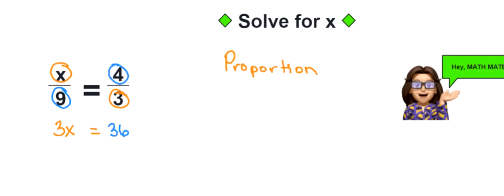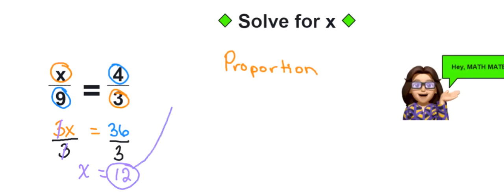Now, am I done with this? Have I solved for x? Do I have x equals? No, I've got 3 times x equals. I don't want 3 times x equals, I want x. So they're timesing, so we're going to divide. And whatever we do to one side of the equation, we're going to do to the other. So 3 divided by 3 is just 1. So that leaves us with x. And 36 divided by 3 is 12. And that's our answer.